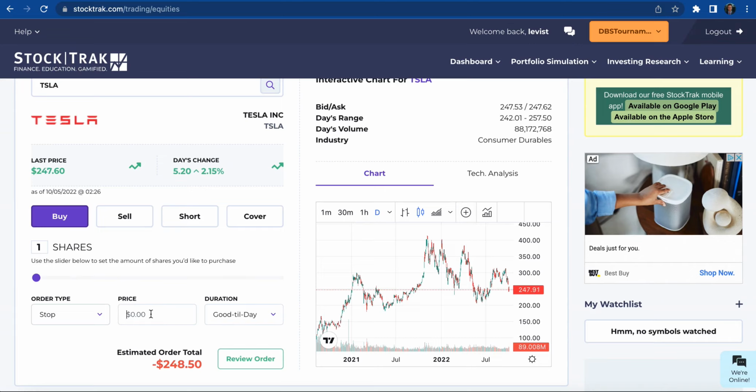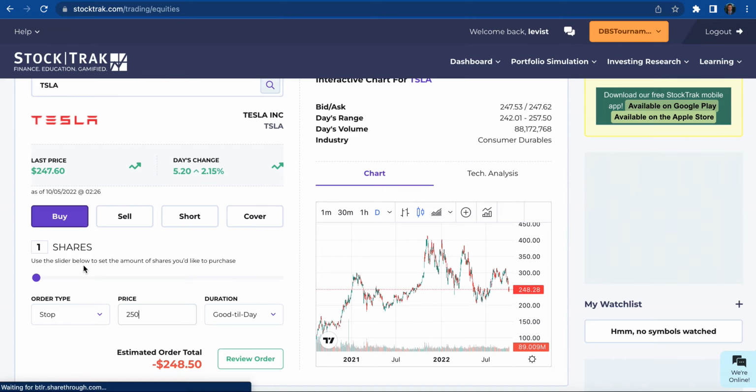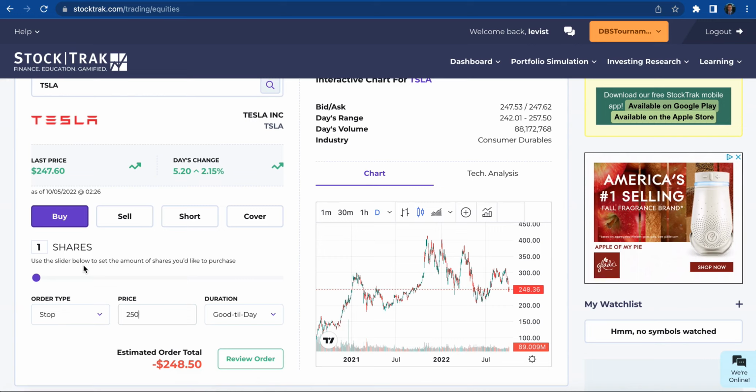If I think it's going to continue to go up and I don't want to miss out on profits, I can set a stop order at $250. What that means is that nothing will happen until Tesla reaches $250. But as soon as Tesla reaches $250, my portfolio will automatically purchase the number of shares that I designate at that price in order to not miss out on any future gains if I think Tesla is going to continue to rise.